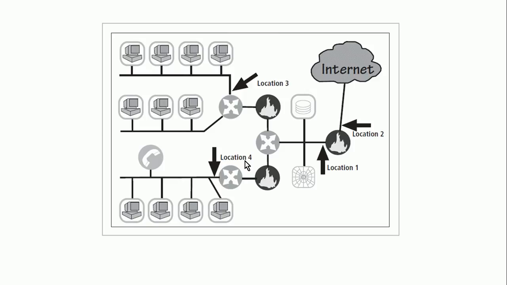So you can see we've got the internet. Location 1 is behind the firewall, at the entrance to the DMZ. Location 2 is in front of the firewall. So you're monitoring traffic before it gets to the firewall, and you're monitoring what gets past the firewall into the DMZ. And then in locations 3 and 4, we might be monitoring traffic on subnets, individual subnets, and also on major backbones.